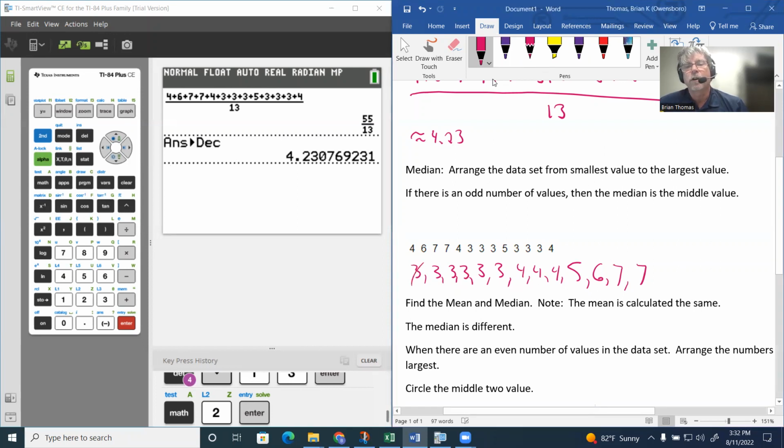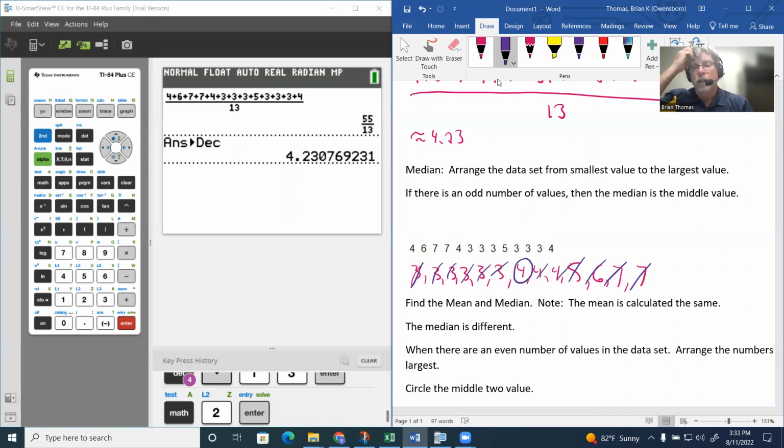So I can mark off the far left, mark off the far right, and just keep working my way in to the middle, and there should just be one number left. So the median would just be 4. So if I'm talking about the median, it would be 4.